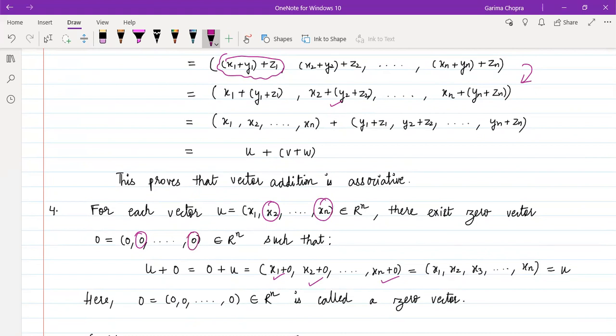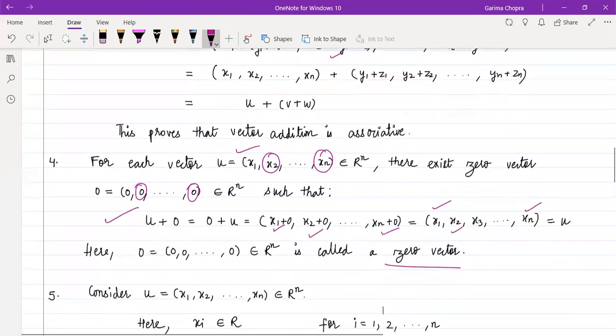Which is xn plus 0, and x1 plus 0 will again be x1, x2 plus 0 will again be x2, and the nth component will be xn plus 0, which will be xn. And this is nothing but the same vector with which we have started. This is the vector u. So it is very clear that this 0 vector, which is an n-tuplet whose components are all the real number 0, belongs to this n-dimensional space. And since it satisfies this property also, it is the zero vector of this n-dimensional space.